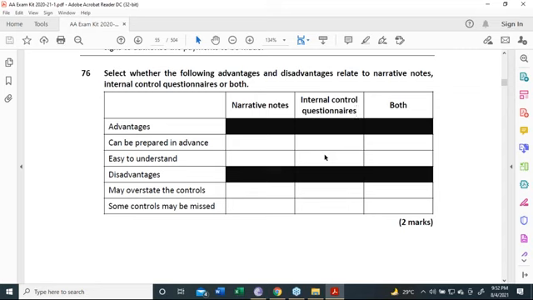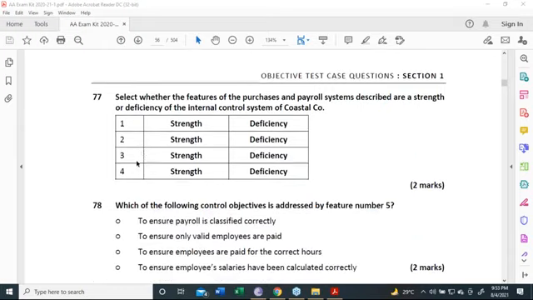Some controls may be missed. Yes, some controls may be missed in both of them. What if there is a particular control which is not available in your list of internal control questionnaire, or maybe when you were writing everything, the whole system became too lengthy, and as a result we were unable to pick it up. So some controls may be missed. For that, I'm going for both. Is this clear to everyone? The question. Fantastic.